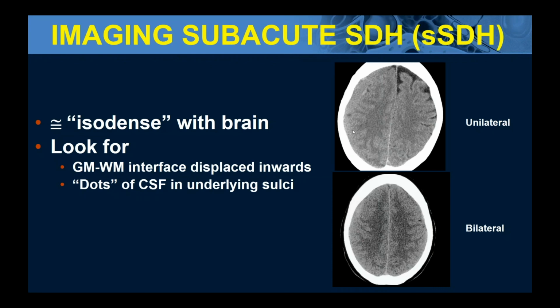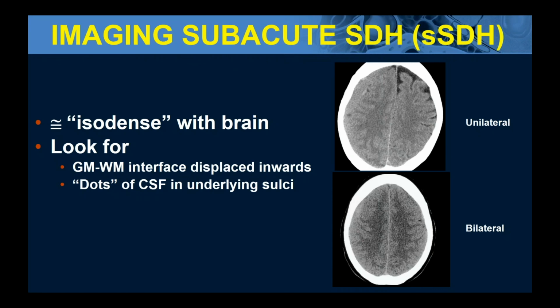It's easy to see this one, relatively speaking, because we can compare it to the opposite side. But when it's bilateral, like this one, you could initially think this is actually a normal scan. It's really not. Here's a subdural hematoma on one side. There's a smaller one on the other side where you can see the arrow. And this is a bilateral subacute subdural hematoma.